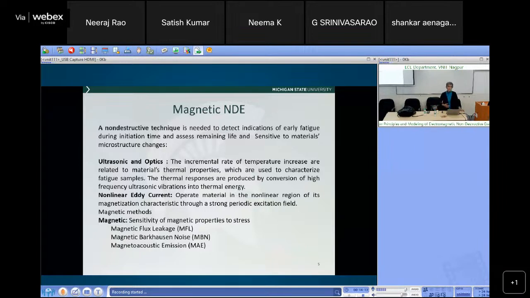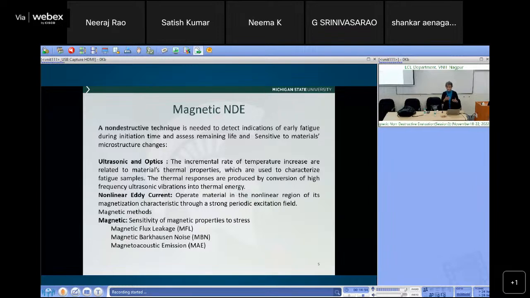The ultrasonic method is a combination of ultrasonic and optics. Ultrasonic provides the excitation. The ultrasonic wave propagation itself creates a thermal change. You could also use a laser to produce a thermal source and then see how that diffuses. In this particular method, one of our faculty members is working on it.